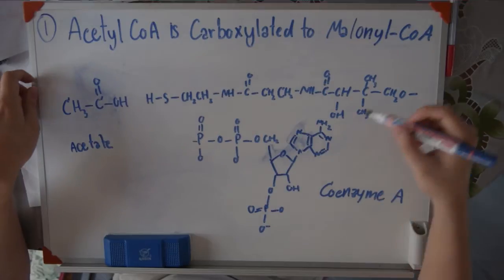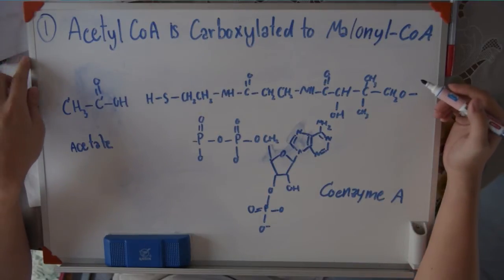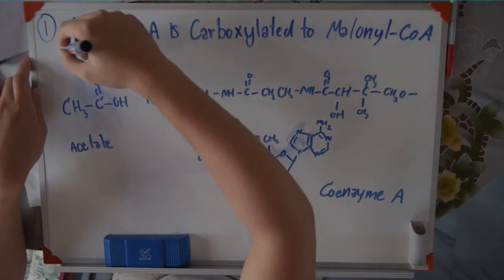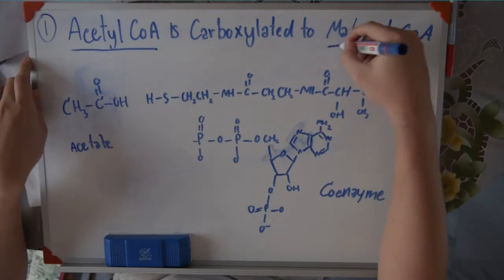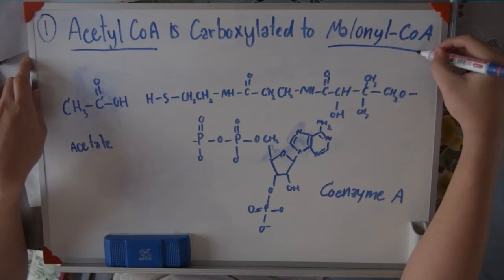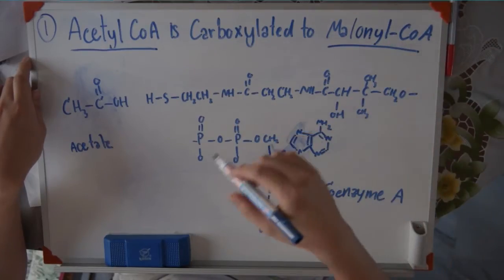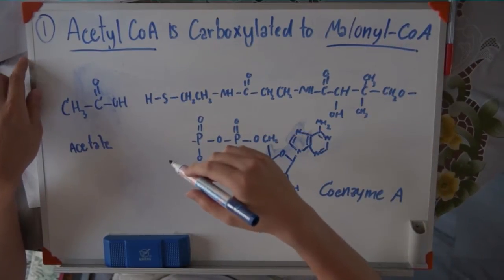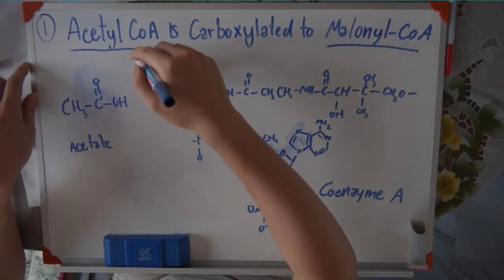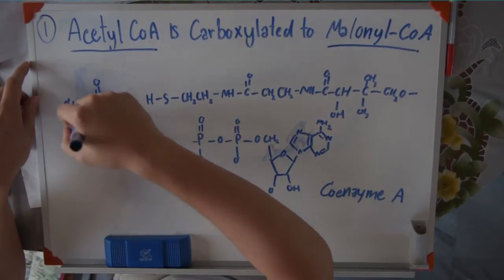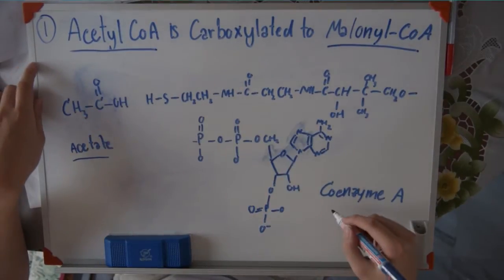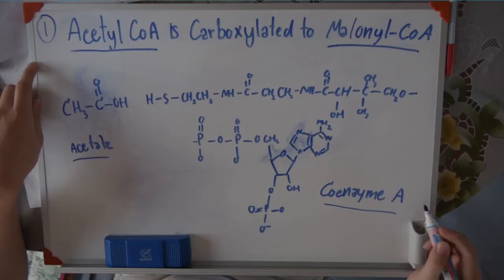To begin with, the input of fatty acid synthesis is acetyl coenzyme A, which is carboxylated to malonyl coenzyme A. But before that, we have to synthesize the acetyl coenzyme A first by condensing the acetate with the coenzyme A.